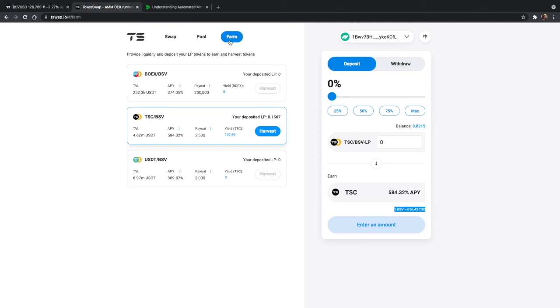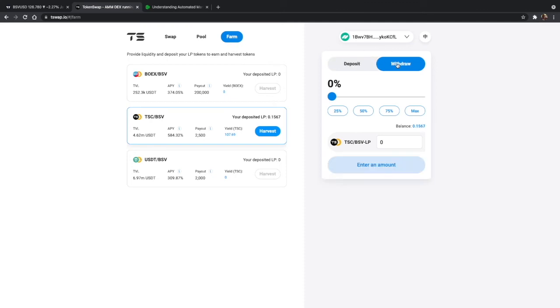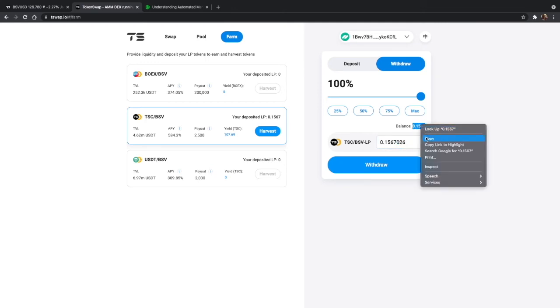So you're farming, and you come to withdraw your money, and you go to max, and you have this amount, 0.156726. So you come in the farm, and you have this much in your balance, okay? So I'll just copy this balance. I don't want to copy this because there are too many decimal places. So I'll just copy this, and we'll go to the pool.